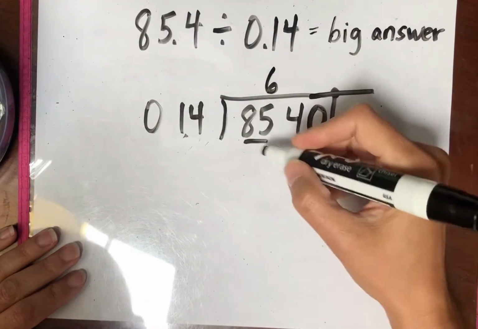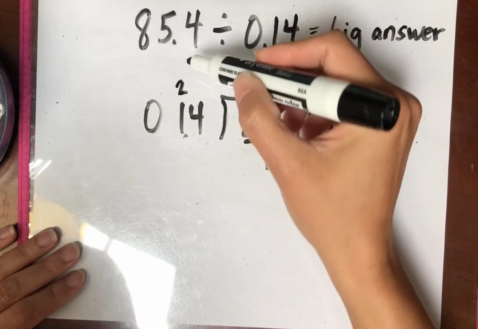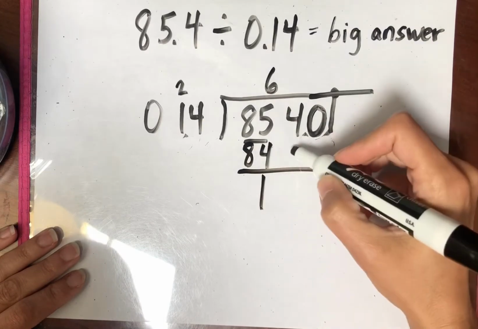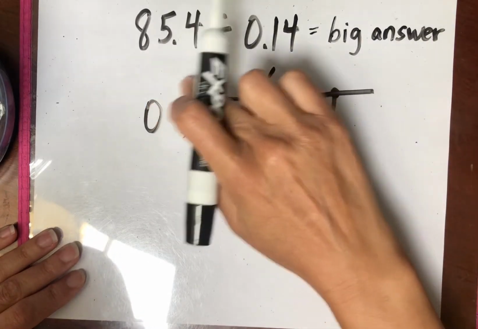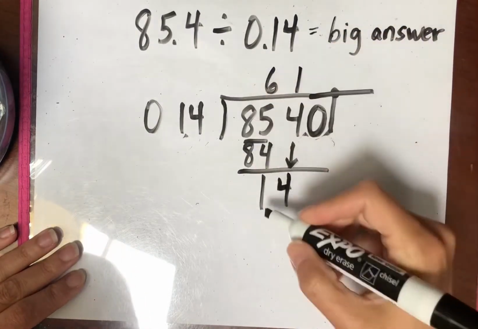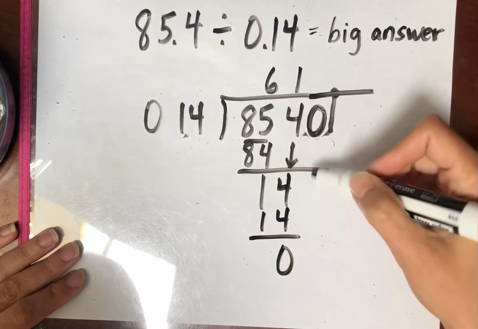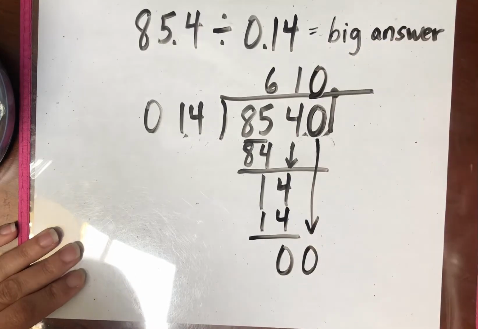So 6 times 4 is 24, carry the 2. 6 times 1 is 6, plus 2 is 8, perfect. I subtract, I bring down the 4. One group, I'm going to even erase that too so it doesn't confuse me. One group of 14 is in 14. 1 times 14 is 14. I subtract, I'm left with 0, bring down that 0, and I'm going to put a 0 here.